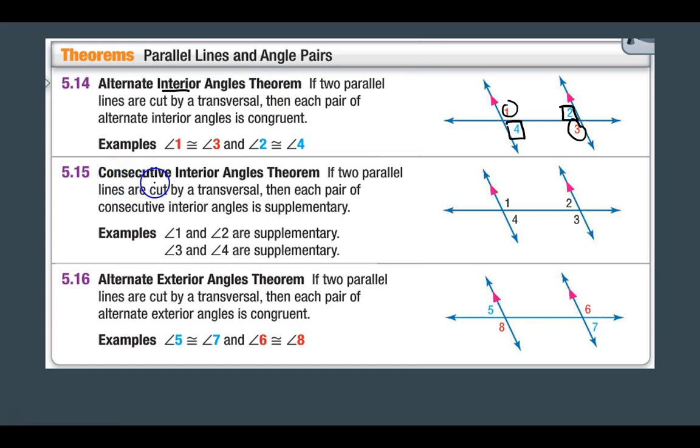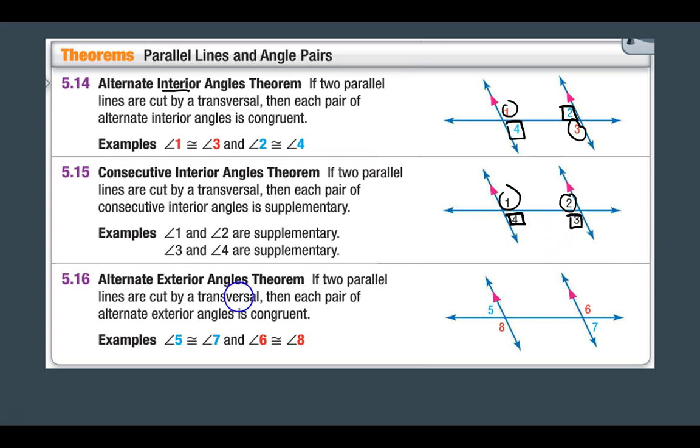Then we have consecutive interior angles theorem. If two parallel lines are cut by a transversal, then each pair of consecutive interior angles is supplementary. Supplementary is when two angles add up to equal 180 degrees. So in this case, angle 1 and angle 2 would add up to be 180 degrees, just as angle 4 and angle 3 both would as well.